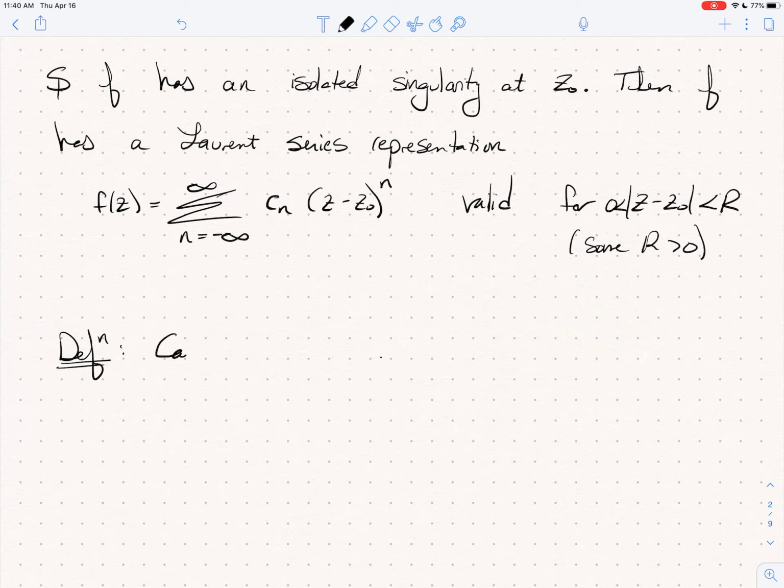And so that brings us to a definition. So we're going to call the coefficient c_1. By the way, please realize c_1 is the coefficient of (z minus z naught) to the negative 1. Oops, yeah, and that shouldn't be c_1. It's c minus 1, the coefficient of (z minus z naught) to the minus 1, which is 1 over z minus z naught.